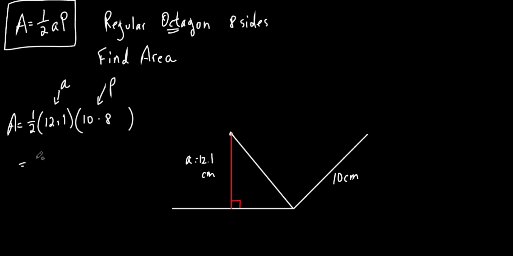484. 10 times 8 is 80. Half of 80 is 40. 40 times 12 is 480, right? And then half of 8 is 4. Or you can put it into a calculator. But you see how it works. This is in centimeters, so my answer is what? Centimeters squared. And there you go.